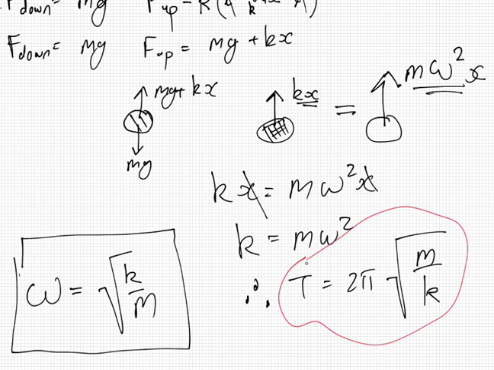This is the formula I wanted to get. This is the formula for when you have a spring and it's bouncing. The time for one cycle is this.